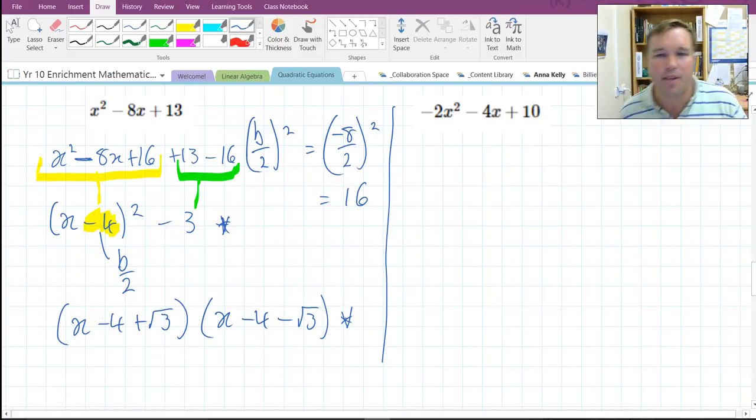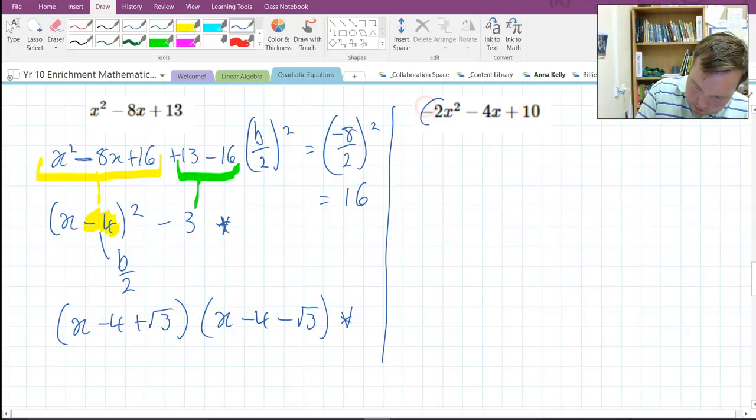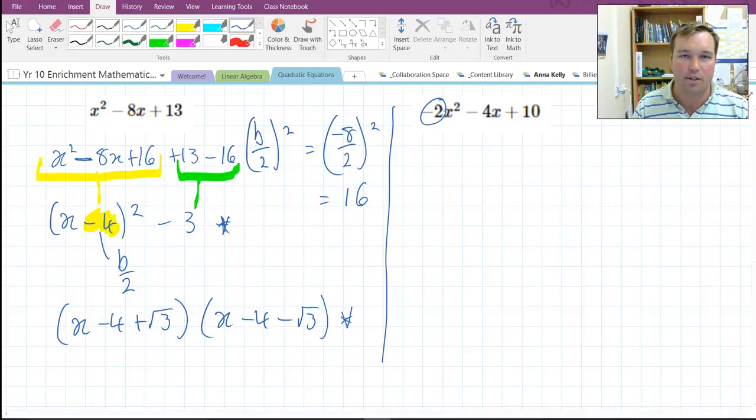Alright, here, and I'm sorry this is going for a long time, there's 2 more to go. If you want to take a break and get a coffee, go for it. Here, a is not 1. So what do we do when a is not 1? Well, we force a to be 1 by taking out that leading coefficient.